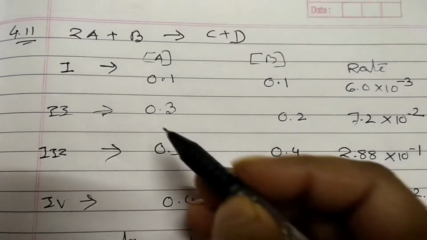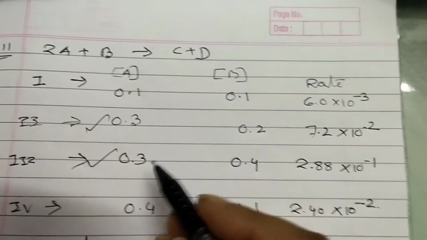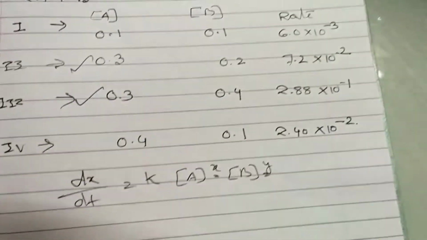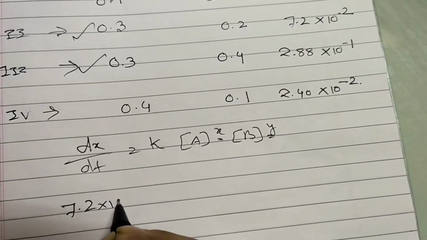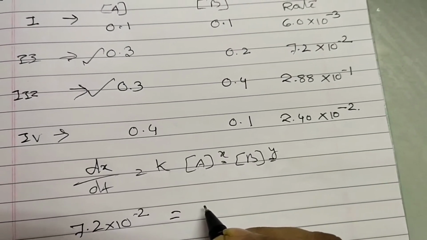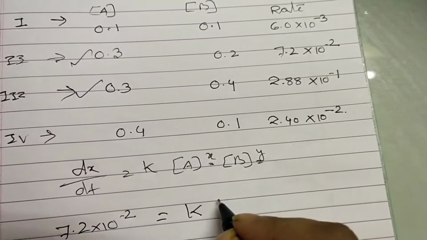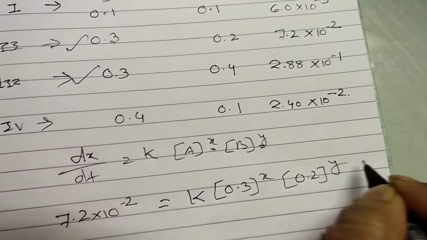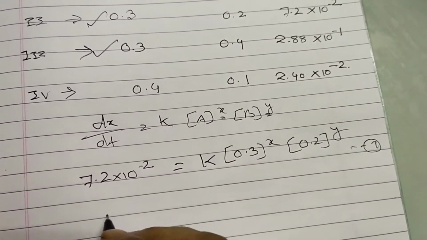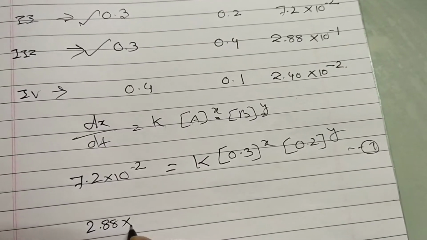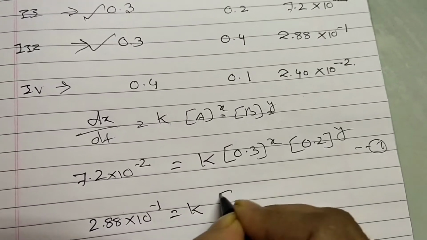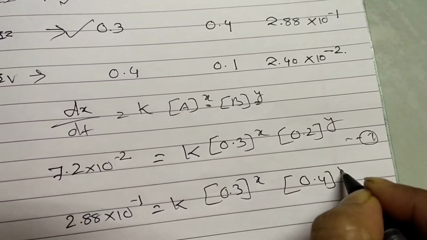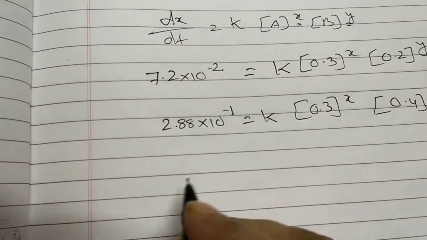First, we have to find two experiments where the A value is the same. So we take this experiment set. What is the rate we are getting here? Now, 7.2 into 10 to the power minus 2 equals k into 0.3 to the power x and 0.2 to the power y. This is the first equation. And the second equation: 2.88 into 10 to the power minus 1 equals k into 0.3 to the power x and 0.4 to the power y.